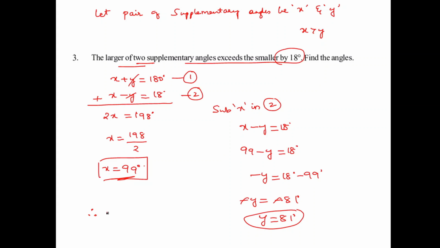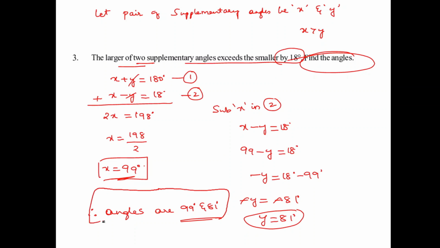So what is he asking us? He is asking us to find the angles. Angles are simple, that is one is 99 degrees and the other is 81 degrees. Hope this is clear to everyone, right? So similarly, let us jump into the next one as well.